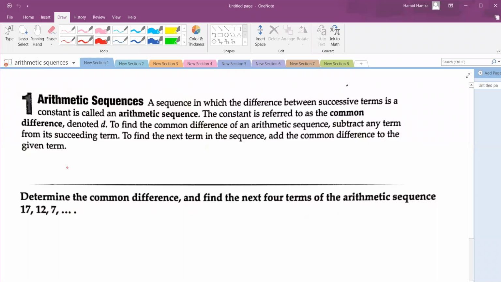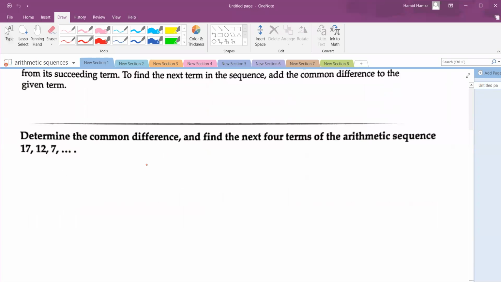So the arithmetic sequence is a list of numbers obtained by adding or subtracting a constant number to the previous term. So we obtain each term by adding or subtracting a constant number. So this is the arithmetic sequence.